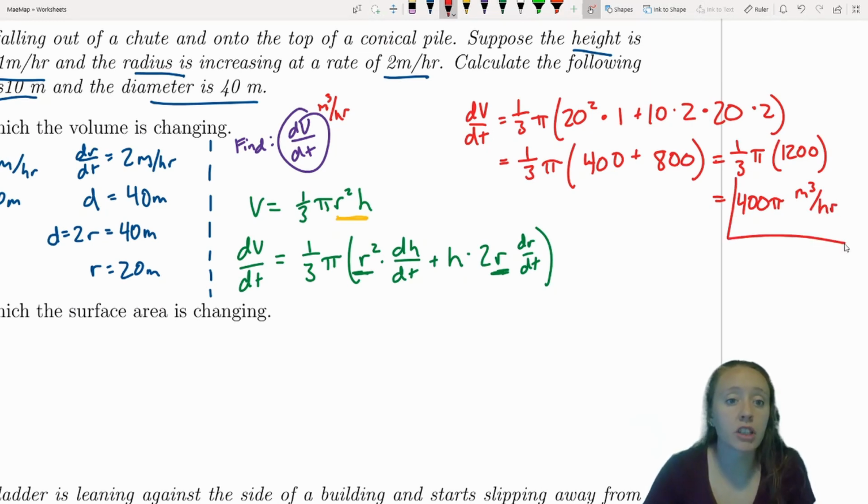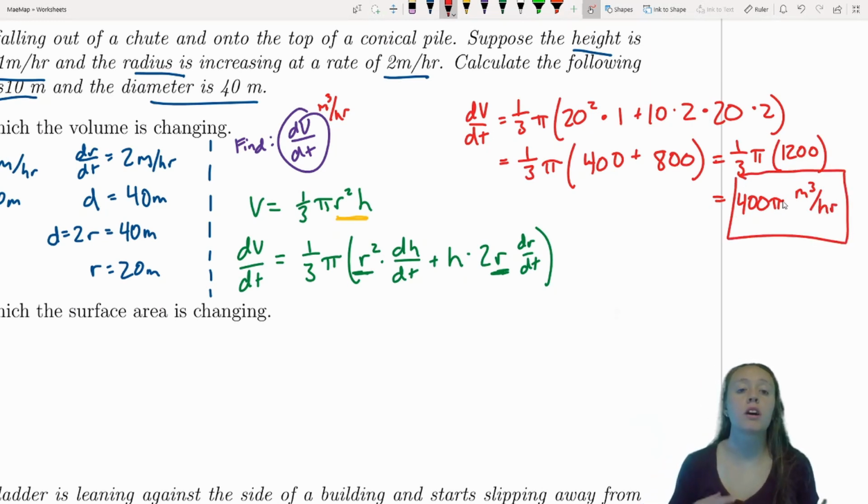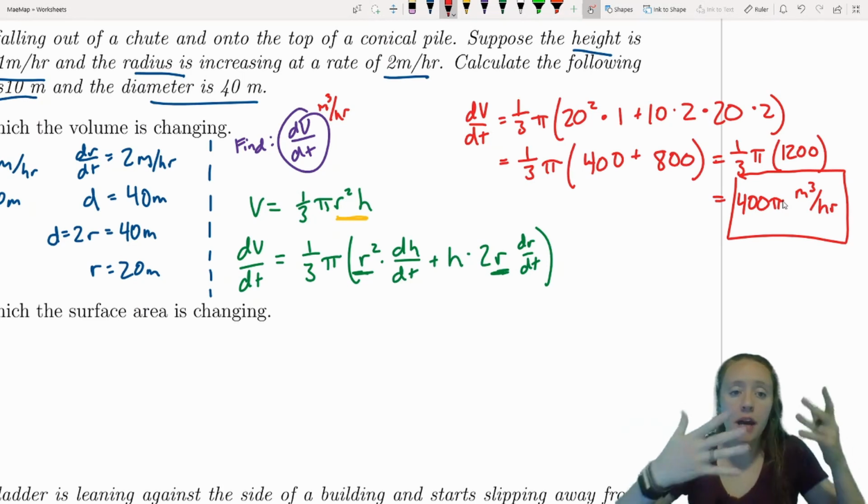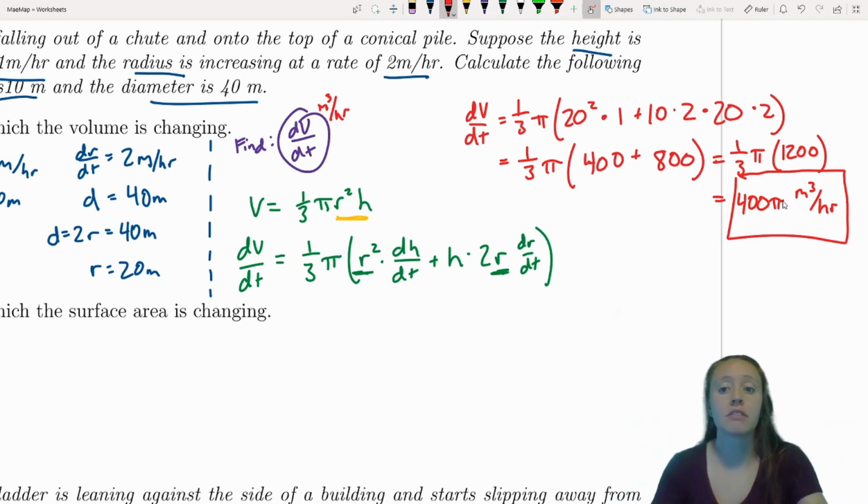So the rate at which the volume is changing is 400 pi meters cubed per hour. That is how my volume is increasing, and we know it's increasing because it's positive.